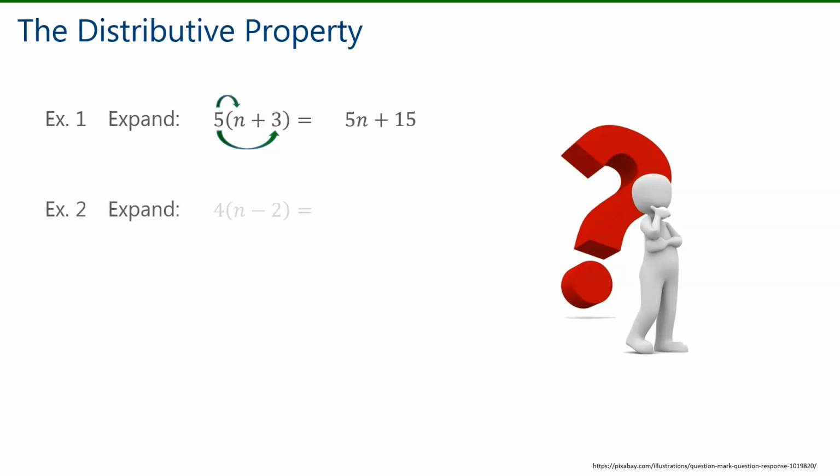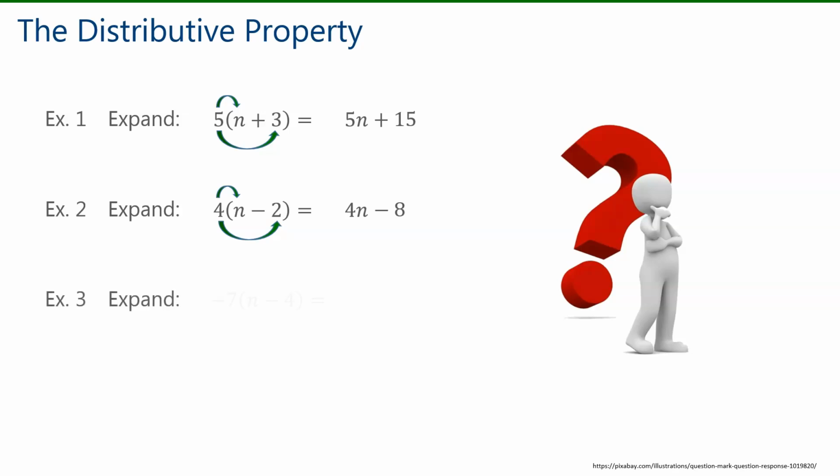Example 2, 4 times n subtract 2. Well, 4 times n is 4n, and instead of thinking of this as 4 times 2, we'll think about it as 4 times negative 2. And 4 times negative 2 is negative 8. So 4 times n subtract 2 equals 4n subtract 8.